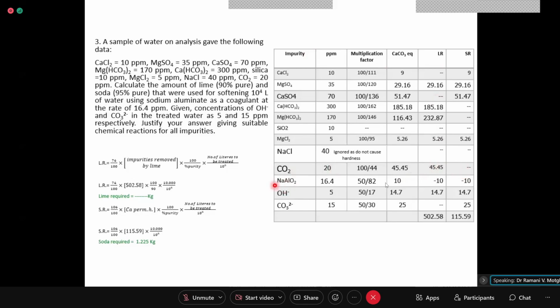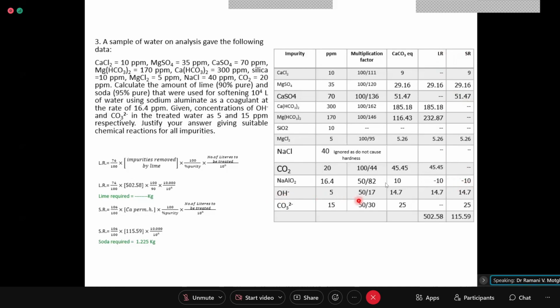Now coming to NaAlO2, NaAlO2 will form NaOH plus Al(OH)3 in water. Okay, so NaAlO2 plus H2O, you write giving NaOH plus Al(OH)3, and this NaOH which is forming is considered to be one equivalent of lime and one equivalent of soda, that is why it is deducted from lime required, as well as, instead of required you can write here lime used and soda used. So it is deducted from there.